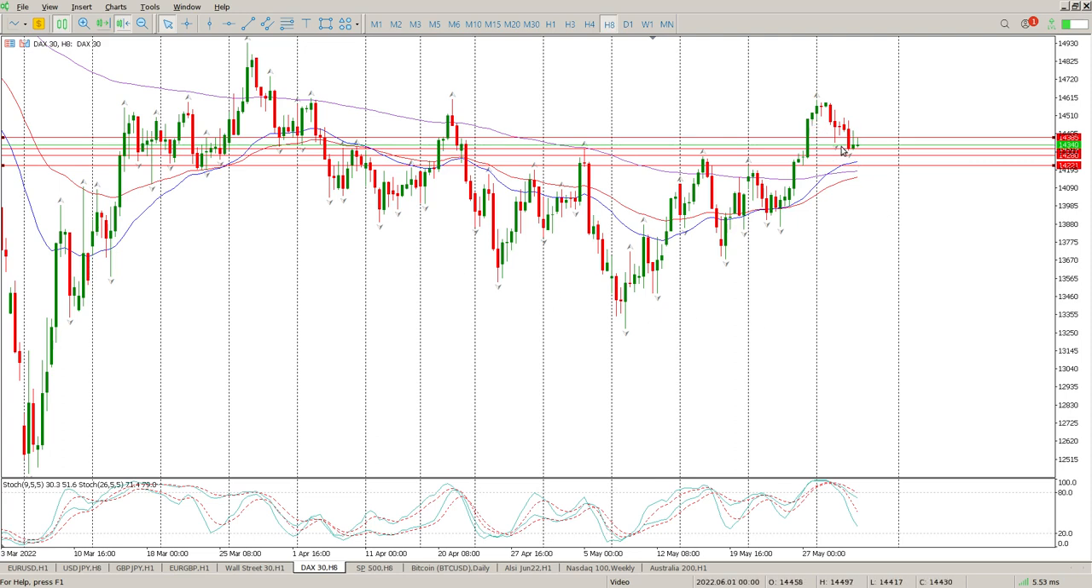If we can hold this area, then we definitely have an opportunity for a bigger break to the upside. It's going to be tough if you look at the left. There's lots of structure here.